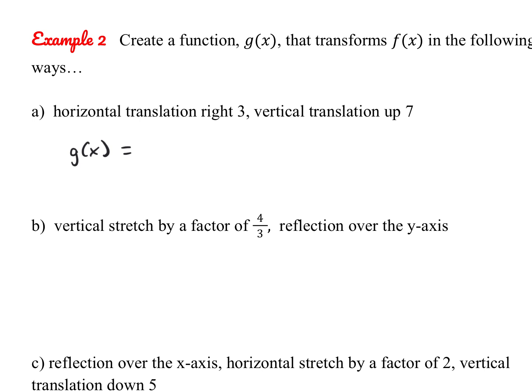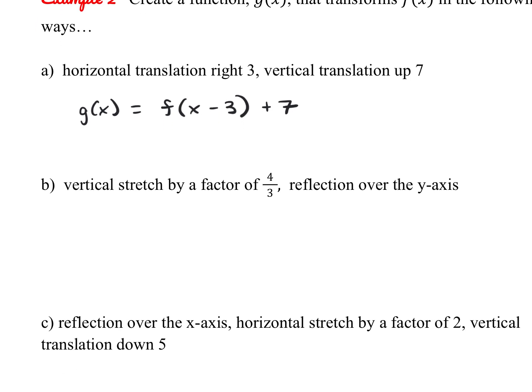Now, here I have a horizontal translation, right 3, and I have a vertical translation, up 7. So I know I'm just doing addition and subtraction for this. So the horizontal translation is going to go inside my parentheses. So I have x, and I know if I want to go to the right 3, I actually have to subtract 3. And then the vertical translation, up 7, I'm going to add 7 outside of my parentheses. And that's it.